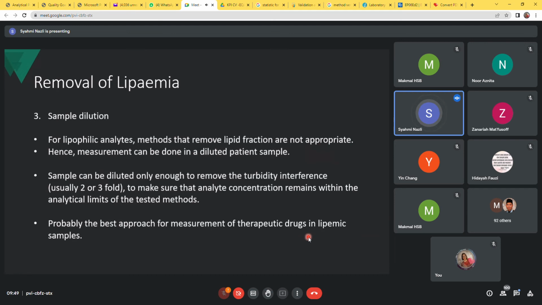The last step you can use to remove this lipemic interference is sample dilution. This type of procedure is especially used for the lipophilic analytes, which are the hormones and the drugs.